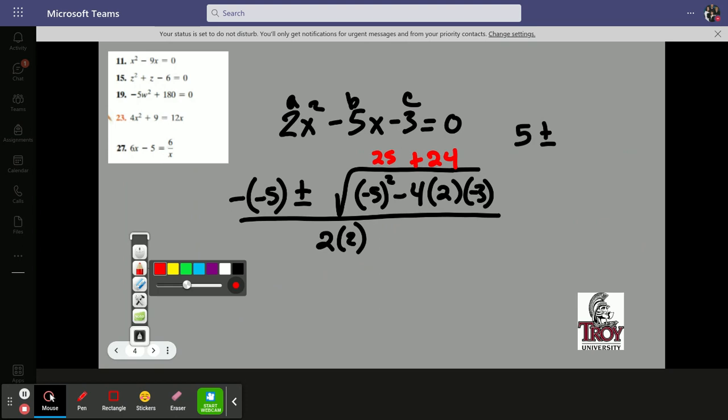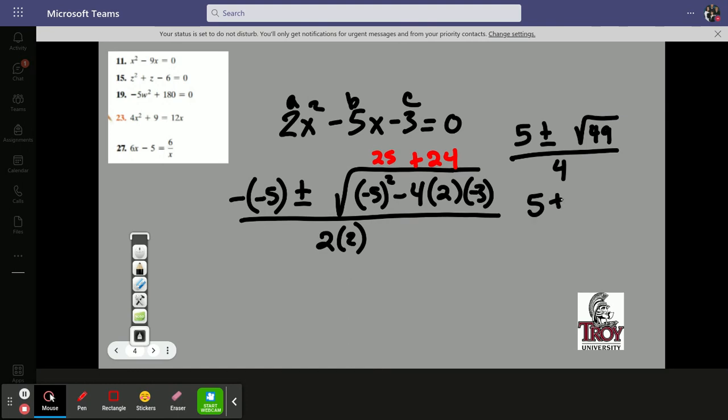So now I've got 5 plus or minus the square root of 49 over 4. Where did I get that 4 from? 2 times 2. What's the square root of 49? What can I multiply by itself that will give me a 49? 7. Oh, okay. So this is 5 plus or minus 7 divided by 4.